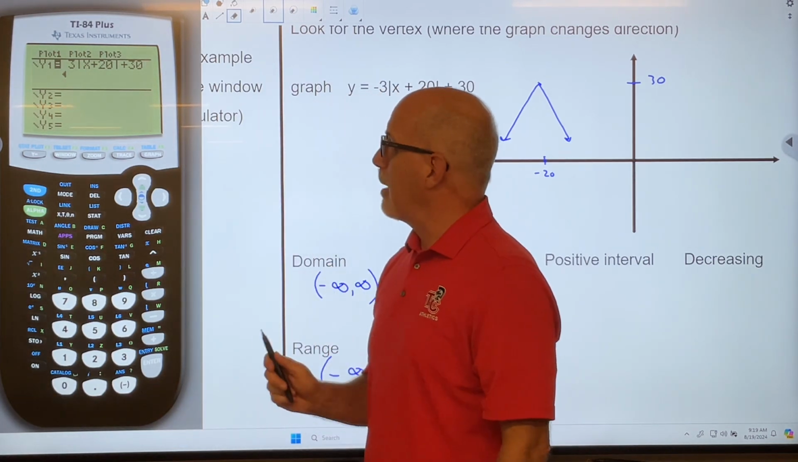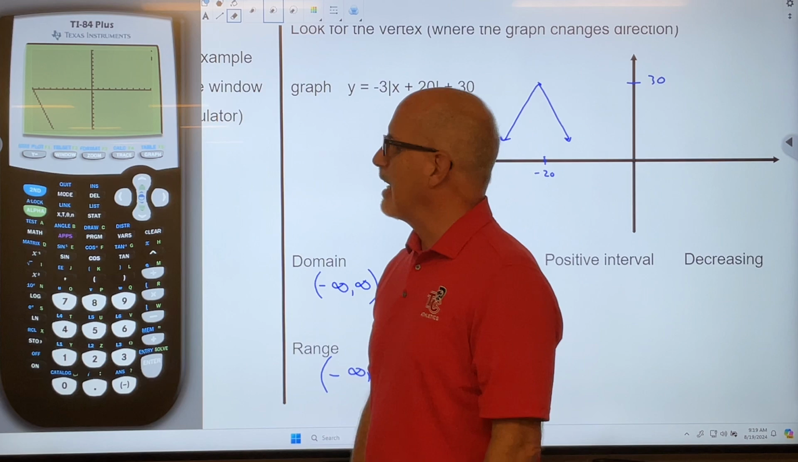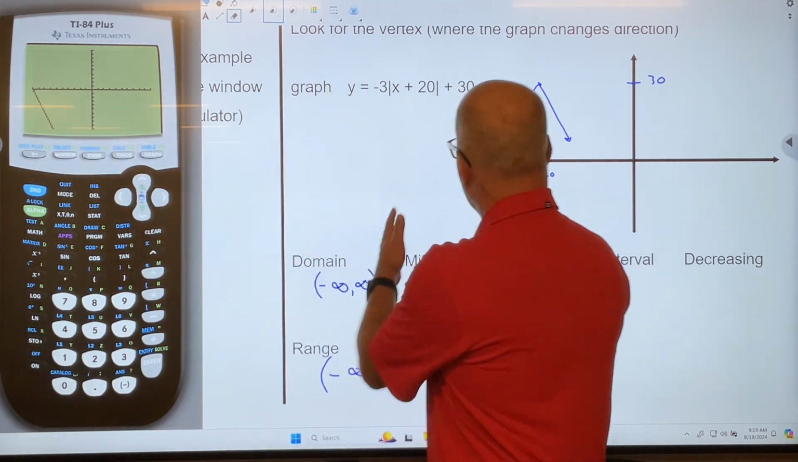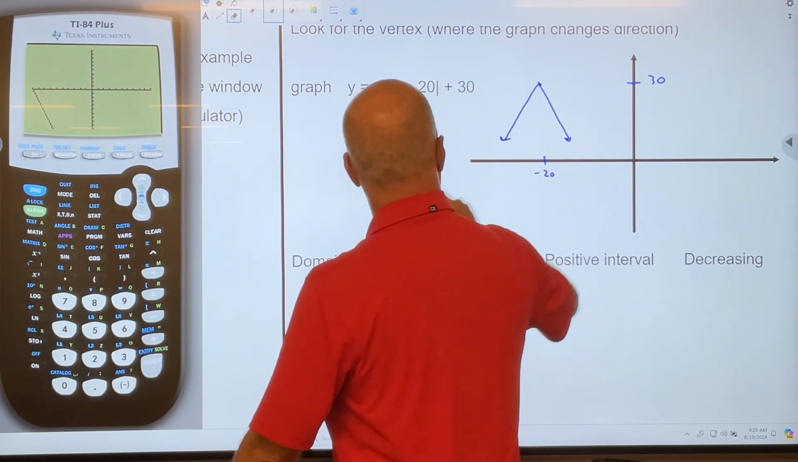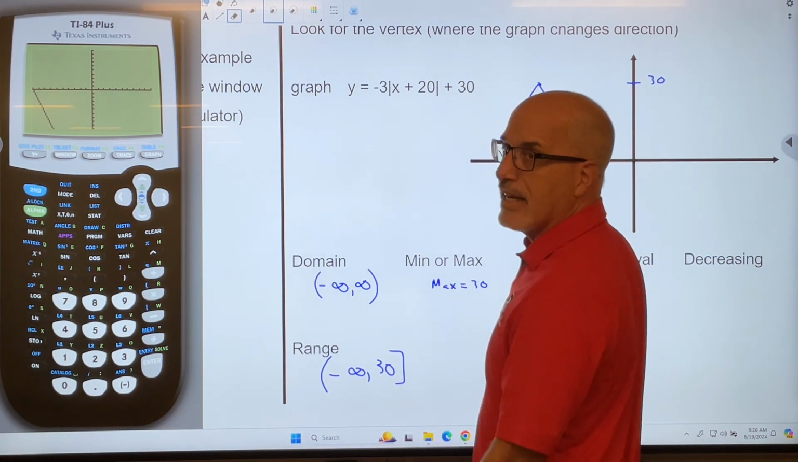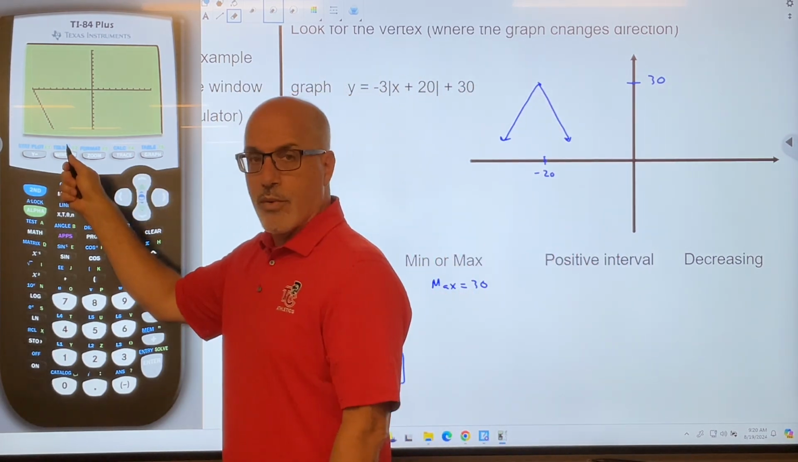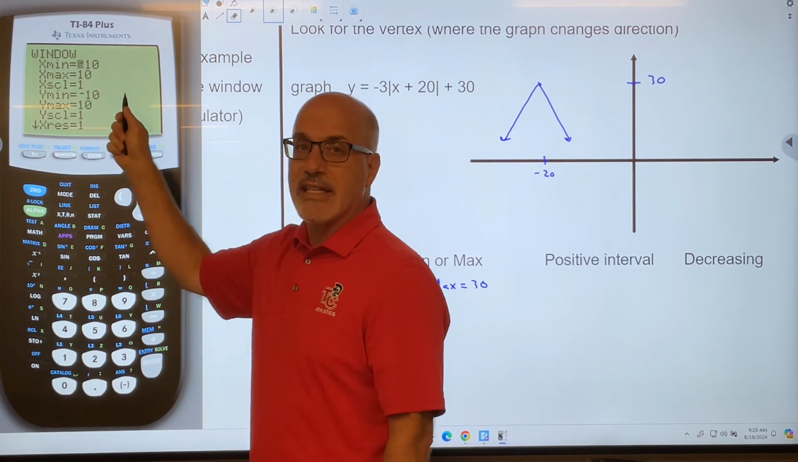Okay? Now, my problem is when I hit graph here, I'm not going to see a lot. What I see is a little bit of a line here. I don't see the V that should show up on my graph. Well, the reason why is because this is way over at -20, this is up at 30. My window, so review of window, my window for this, remember, goes from -10 to 10.